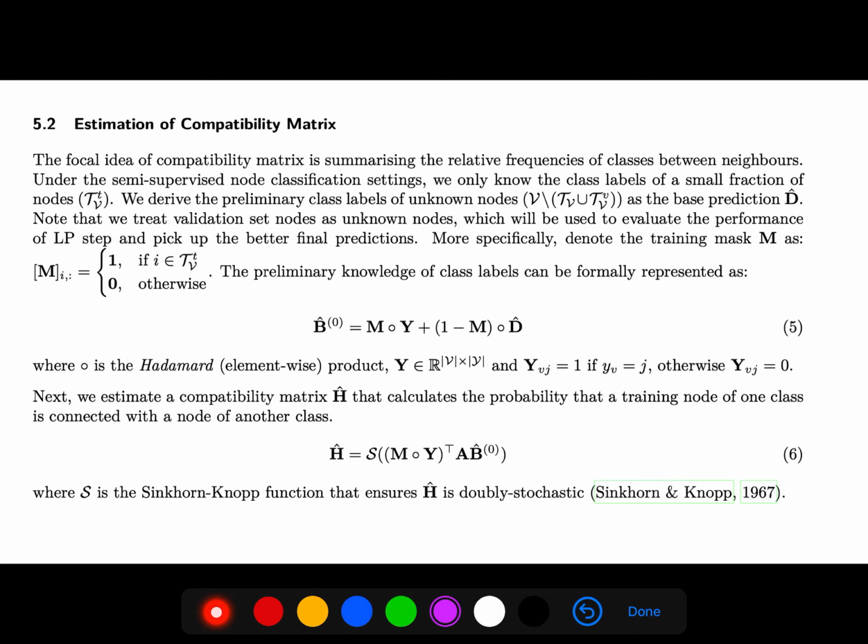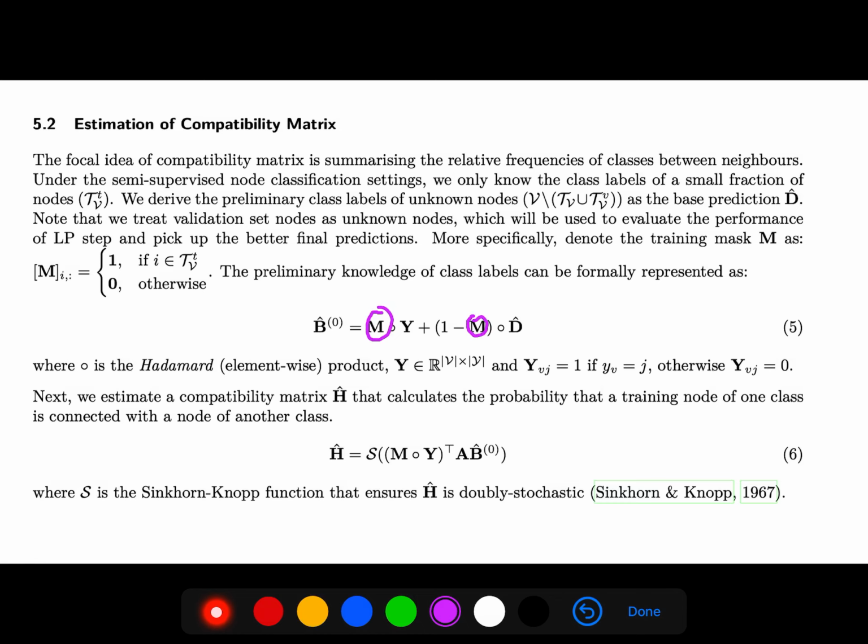Under the semi-supervised node classification settings, we only know the class labels of a small fraction of nodes. We derive the preliminary class labels of unknown nodes as the Bayes prediction. We treat validation set nodes as unknown nodes, which will be used to evaluate the performance of the LP step and pick the better final predictions. So the training mask M is defined like this. And then we use this mask M.